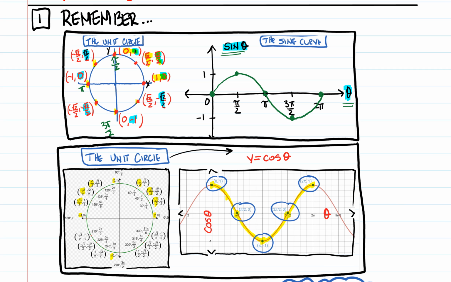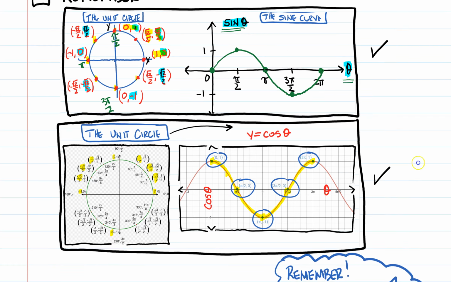The sine curve is the culmination of all of the y values around the unit circle, and then the ones, of course, that aren't on the unit circle that we don't actually have a nice exact value for. But the ones that we do, we simply plot them and we get this beautiful curve. Same thing for the cosine curve. We look at all the x values, and we plot those, and we get the cosine curve. So you should be really comfortable with both the sine curve and the cosine curve up to this point, okay?